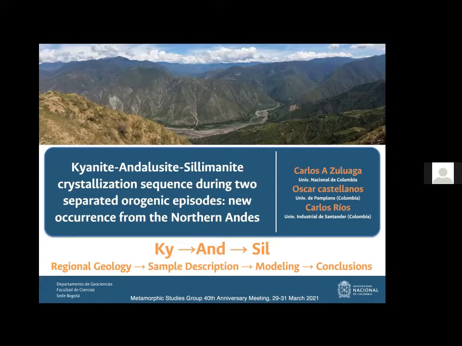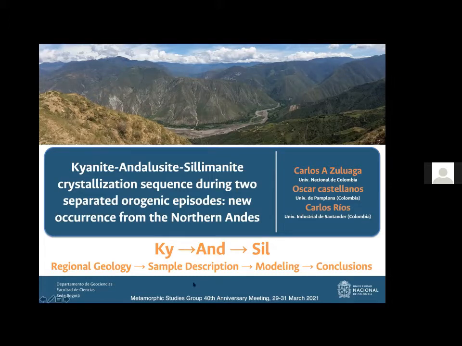Well, I was then telling you that this contribution uses cell dissection modeling to explore aluminum silicate polymorph stability in a metapelitic rock from the northern Andes in Colombia, which preserves the Andalusite Kyanite porphyroblasts along with fibrous Sillimanite. We also hope to understand the characteristics of the association in the evolutive context of a late Proterozoic to early Paleozoic crystalline core of the northern Andes.